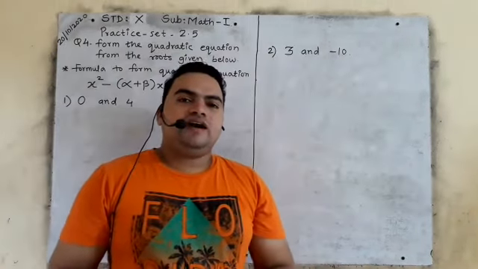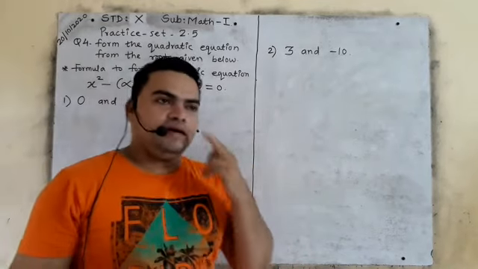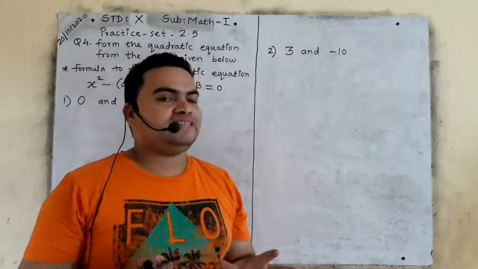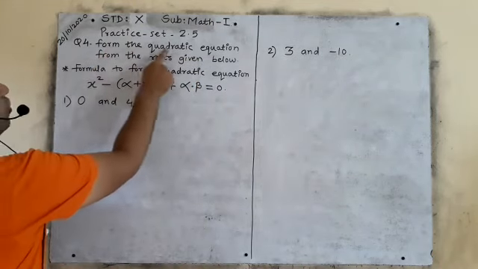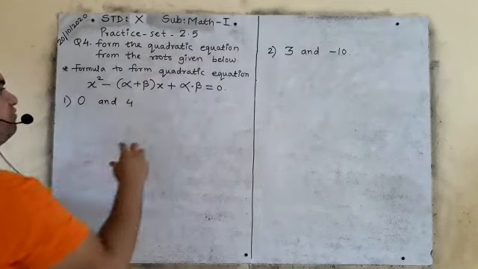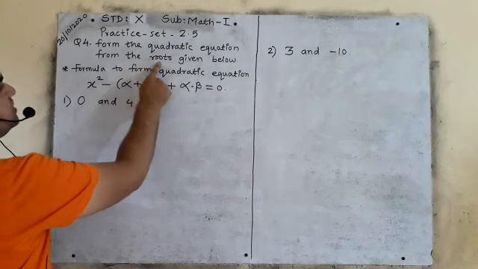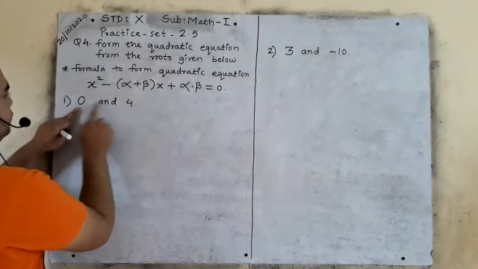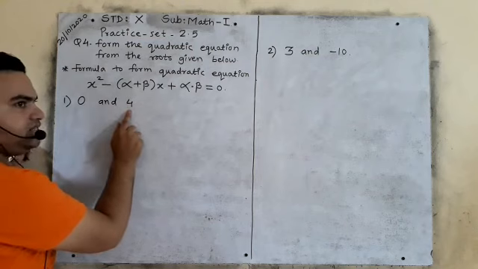So dear students, now we will see the question number 4. It is very much important, and this question comes in board exam. It is very much important. Please pay attention. Form the quadratic equation. We have to form the quadratic equation from the roots given below. One root, second root, means this will be alpha and this will be beta.